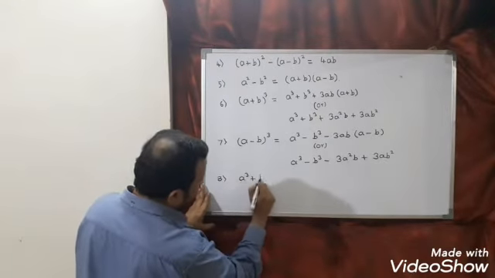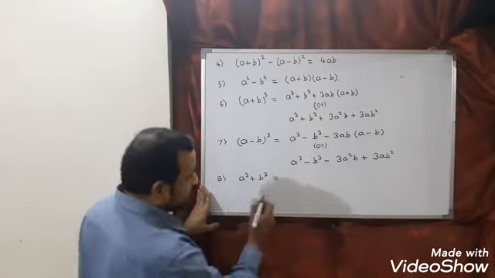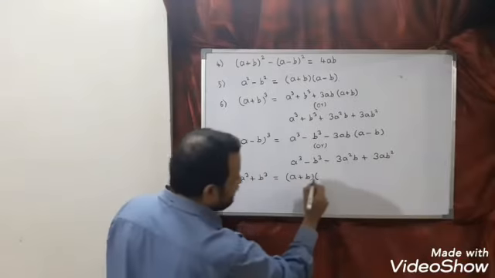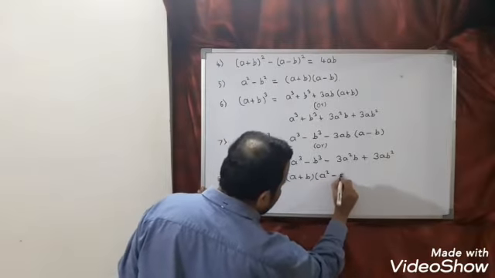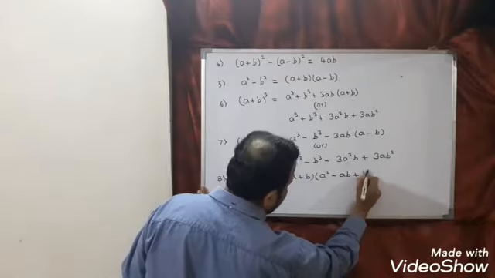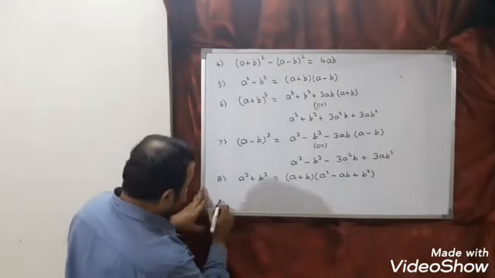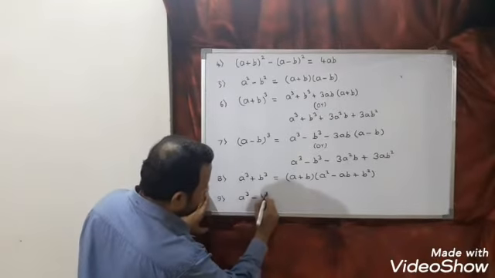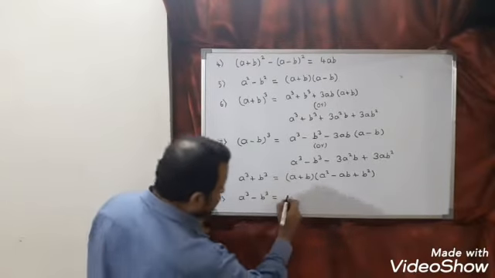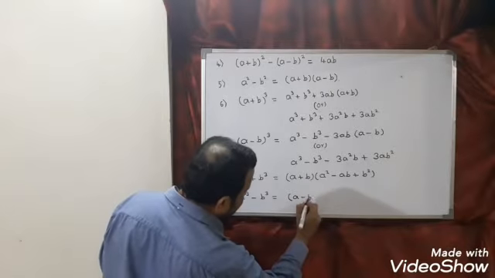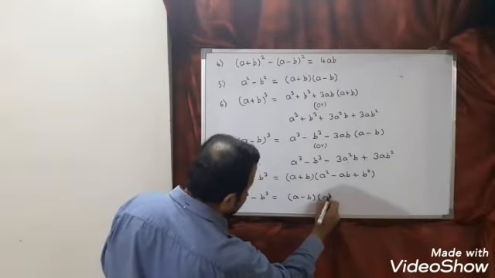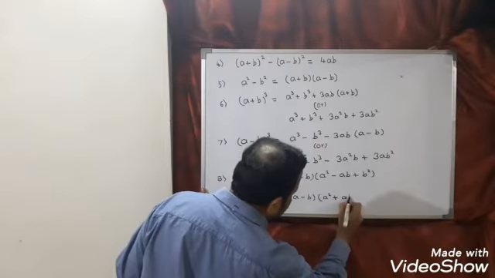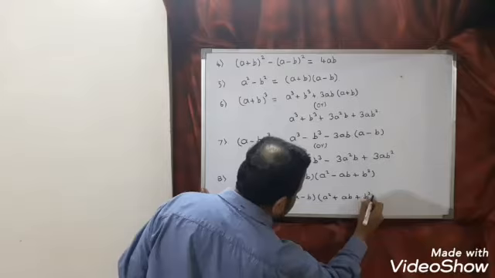Next, a cube plus b cube is equal to, so this we can write as a plus b into, since plus sign came here, so here a square minus ab plus b square comes. Next, a cube minus b cube is equal to, this we can write as a minus b into a square, since minus came here, so plus will come, plus ab plus b square.